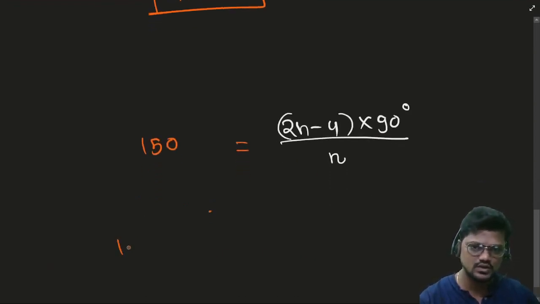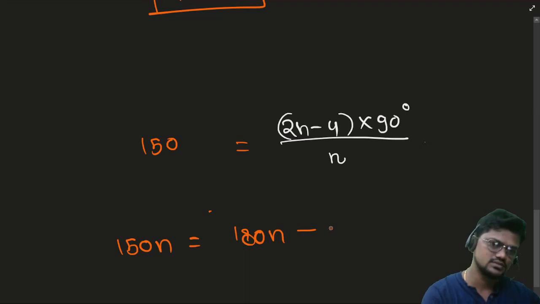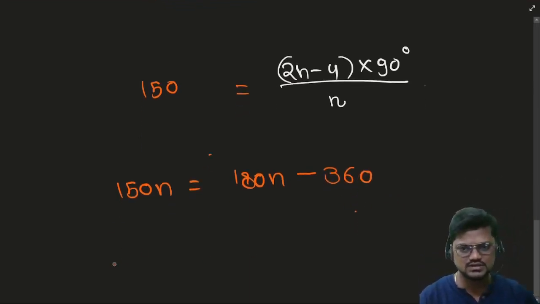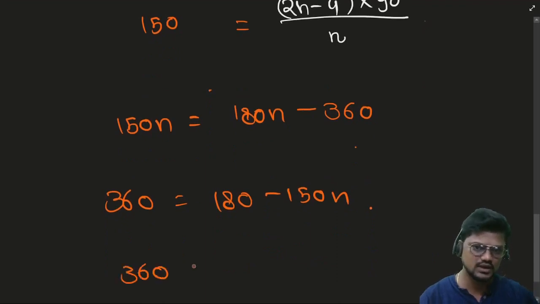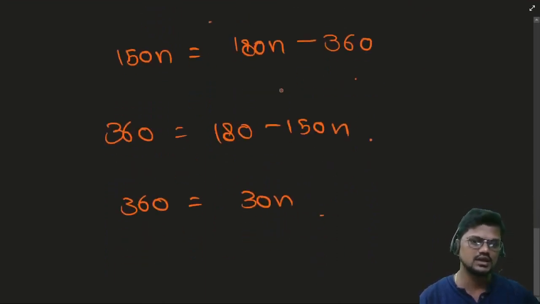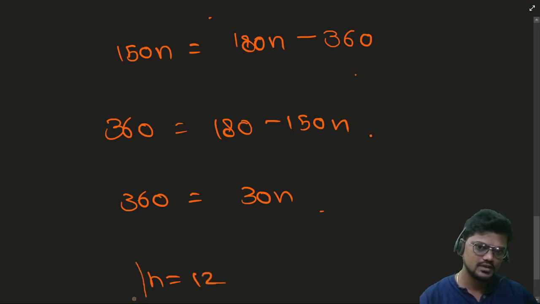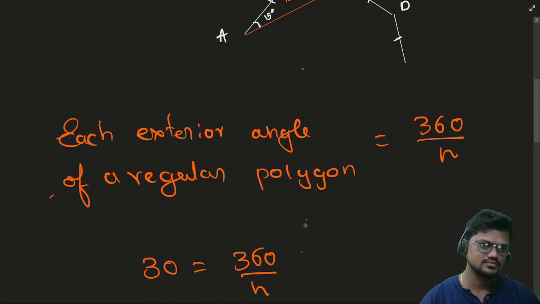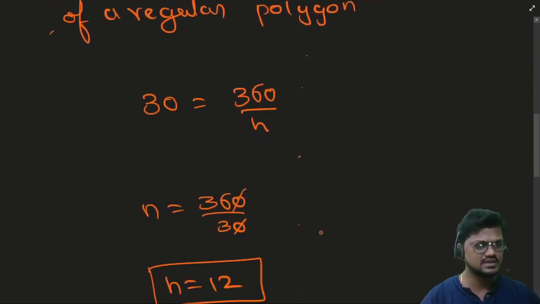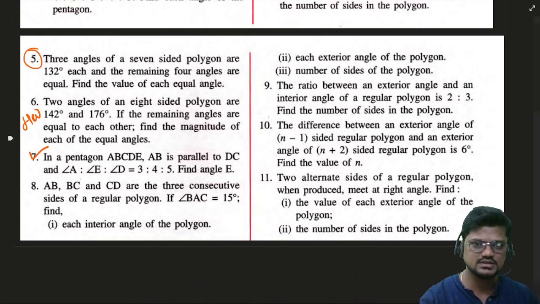If I take this over here, 150n will be equal to 2n minus 4 into 90, that is 180n minus 4 into 90, that is 360. So if this 360 goes on this side, 180n minus 150n, 360 will be equal to 30n, and then n will be equal to 12. So the better part was doing it with the exterior angle, no? You can solve with the exterior as well as the interior. The next is the ninth one.